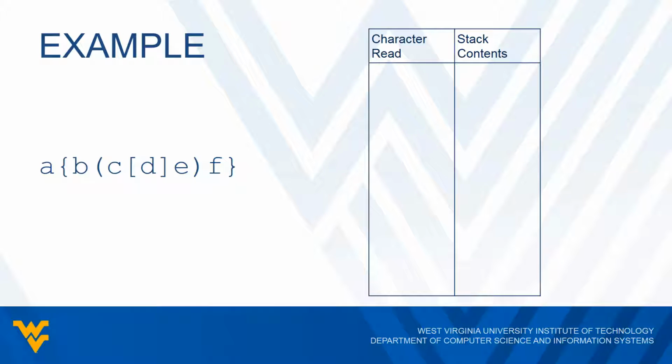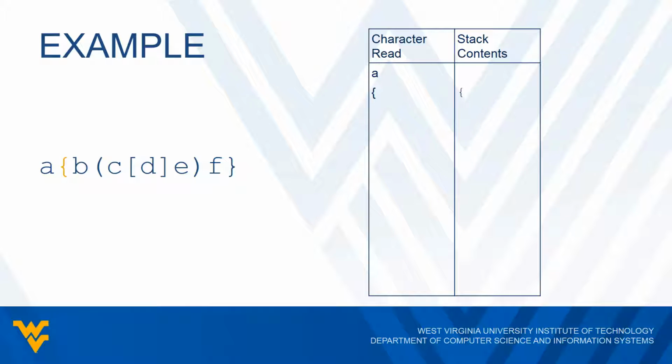Let's do an example with the following string where we have A, a left curly brace, B, left parenthesis, C, left square brace, D, right square brace, E, right parenthesis, F, and then right curly brace. So what we're going to do is we're going to read the contents of this particular string to see whether this works or not. Now, clearly we can look at this and see that this should work correctly, but we're still going to go through one step at a time. So we're going to read one character at a time. So we read the A. It's not one of the symbols, so we don't do anything with the stack.